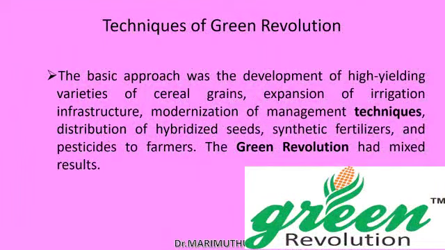In this part, we see what are the techniques of the Green Revolution. The basic approach was the development of high-yielding varieties of seed, cereal, grain, expansion of irrigation infrastructure, modernization of management techniques, distribution of hybrid seeds, synthetic fertilizer, and pesticides to farmers. The Green Revolution has mixed results. So these are the techniques used in the Green Revolution in India in order to develop the production and the productivity of food grains.